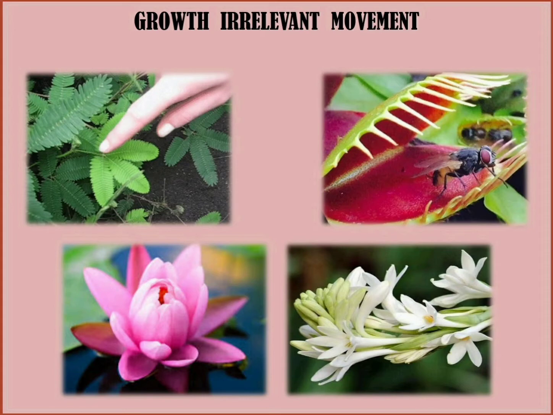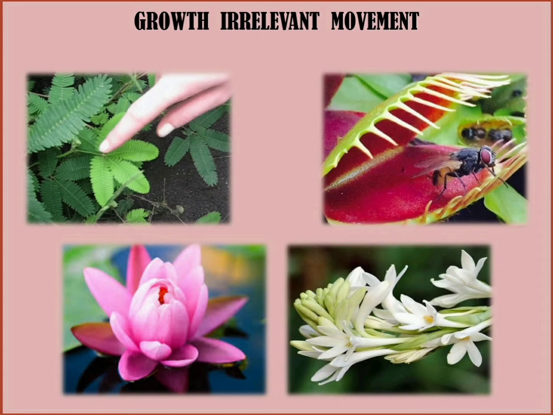The third example over there is of a lotus. The petals of the lotus open up only as long as there is sunlight. As soon as the sun sets, the petals of the lotus flower will close. So this movement which is shown by the plant does not affect the growth of the plant. So it is a growth irrelevant movement.